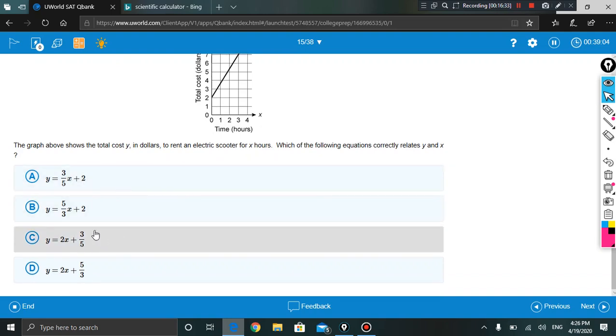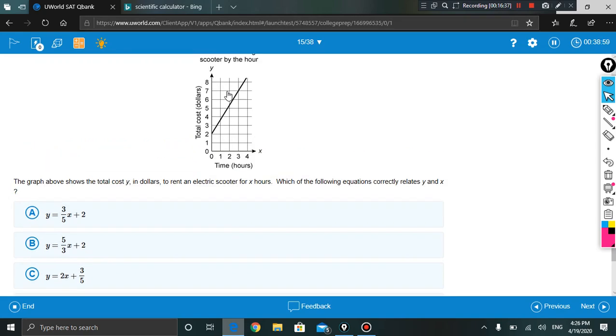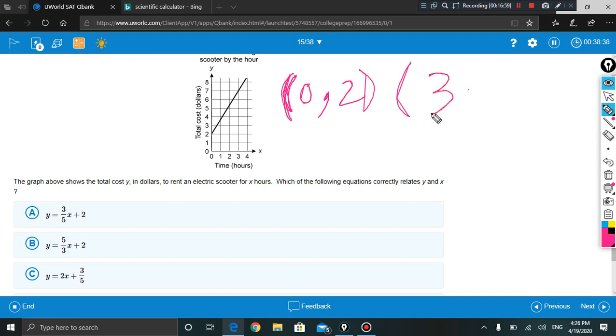Okay, so the y-intercept is 2, so C and D are out of the question. Okay, let's check out what we have here. First of all, we have 0, and that's a parentheses, okay? 0 and 2, and we also have 3 and 7, right? We're gonna calculate the slope from here, and we should be fine. 5 over 3. The answer is B. Nice.